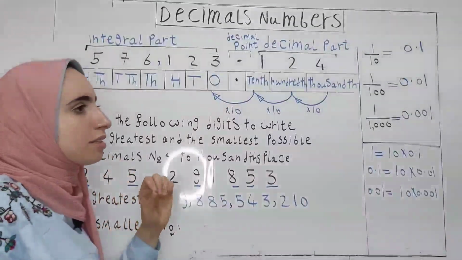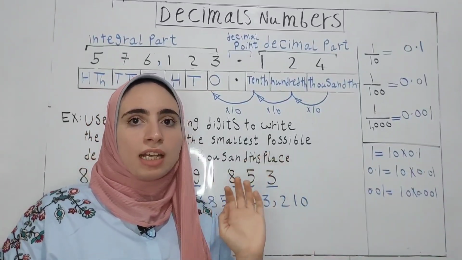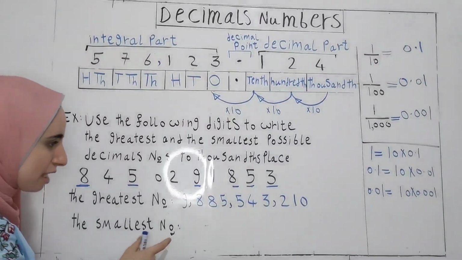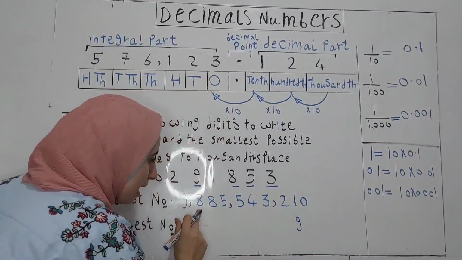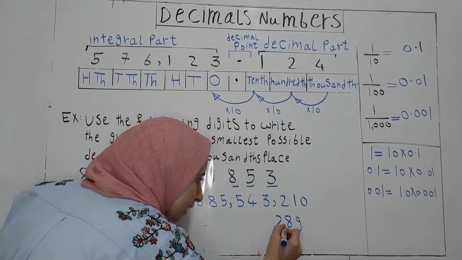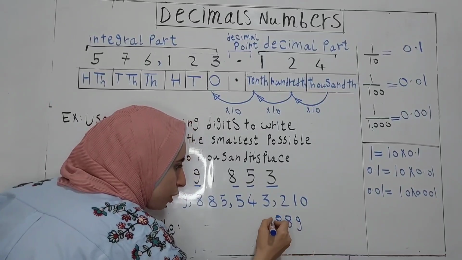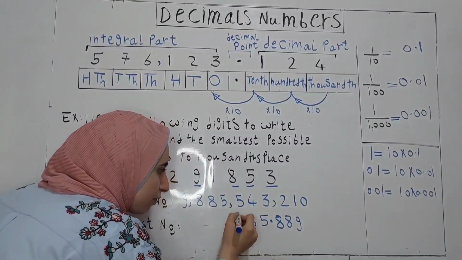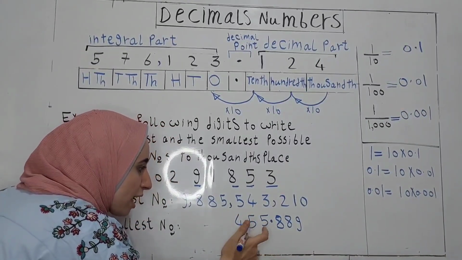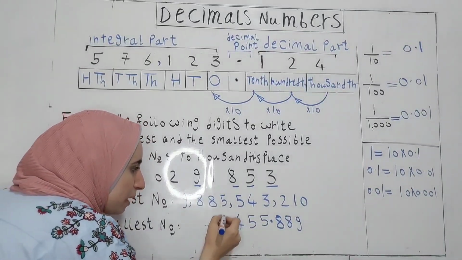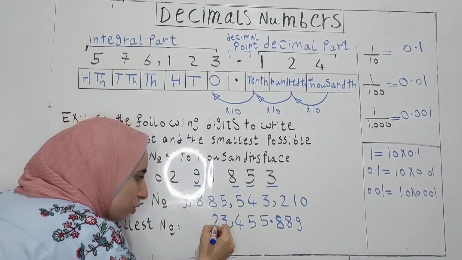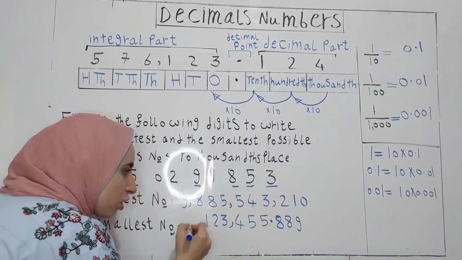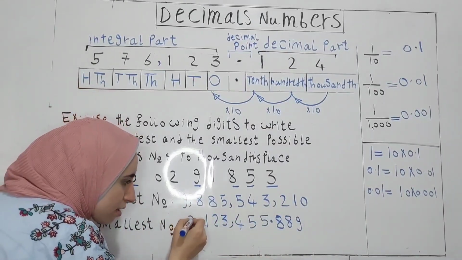To write the smallest number, we start from the right and put the largest digit. The largest digit is 9. Then 8. Then 8. We finish the decimal part. We put the decimal point. Then we complete: 5, then 5, then 4. We finish the family of ones. We make a comma. Then we complete 3 and 2 and 1. We finish the family of thousands. We make a comma. And we finish with 0.